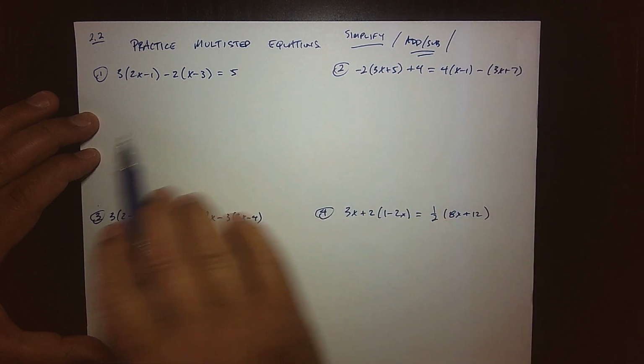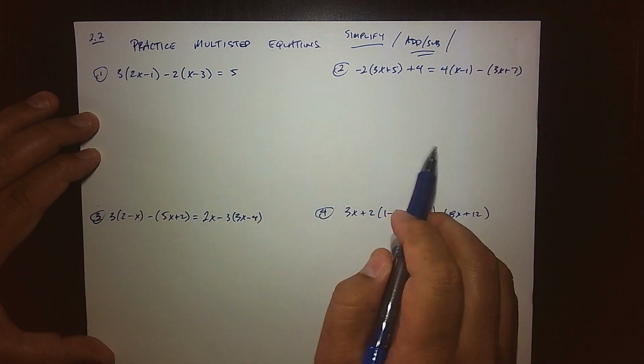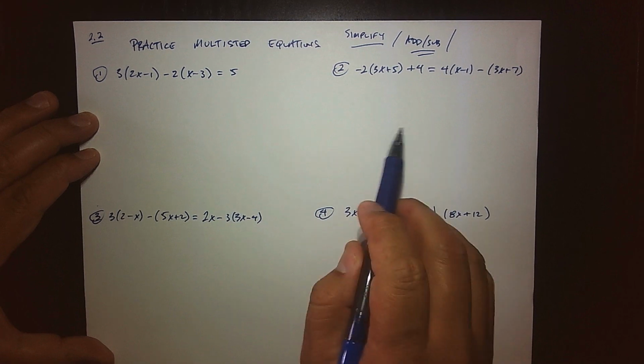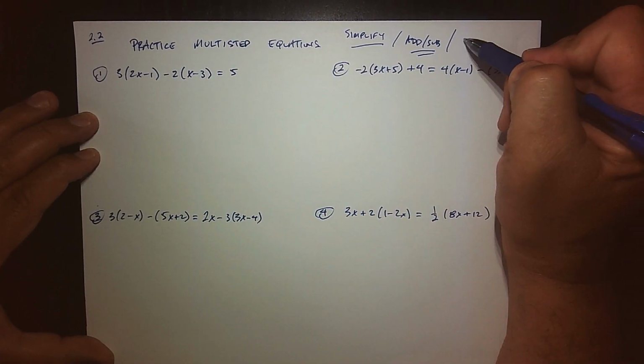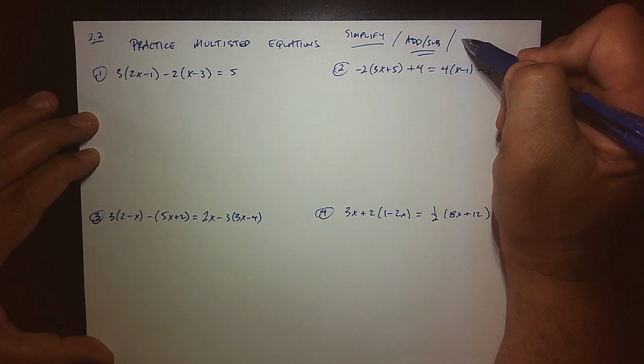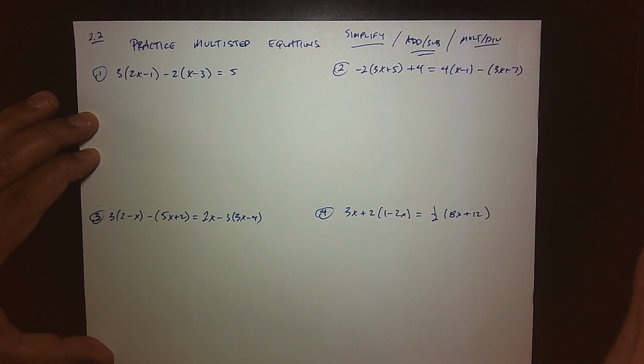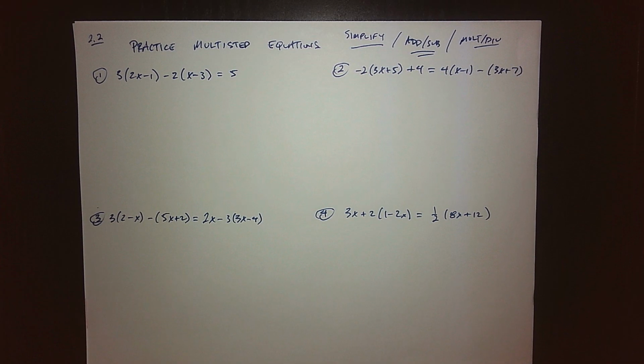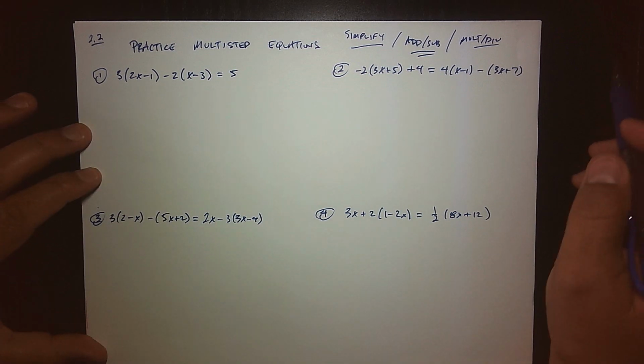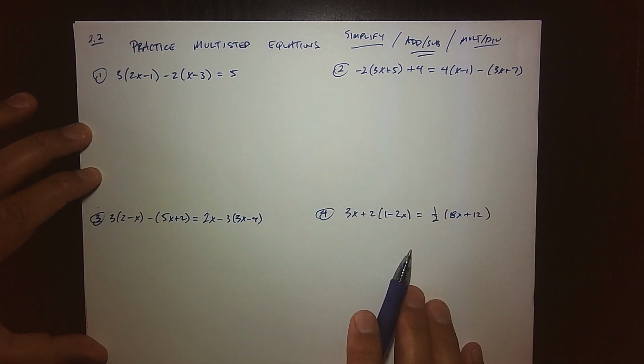That will move your x's to the left or to the right, and non-x's or non-variable terms to the left or right. Again, you decide. And then we usually end with some sort of golden rule of multiplication and division. All right, and that usually gets the variable by itself, and we have our solution. So there's the game plan, so let's use it. As we can see, a lot going on in all these equations.